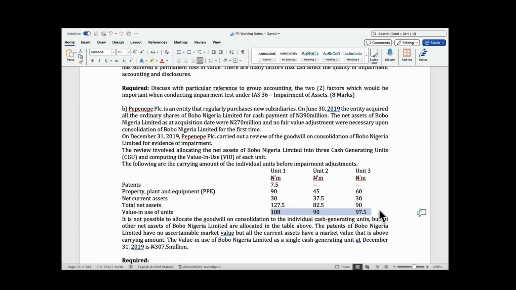It's quite surprising to me because since they broke down Bobo into individual CGUs, and they gave us the value in use of each of the CGUs, right? They now also give us the value in use of Bobo as a single CGU. So it's now above the sum of the individual CGUs. What will have caused that?